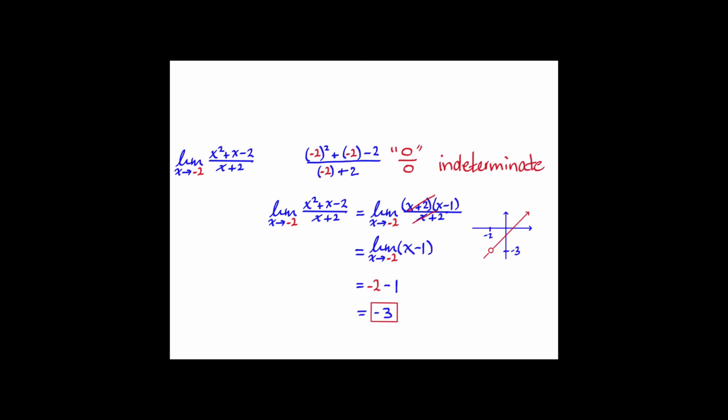In the past, we had functions for which algebra always got rid of the problem. But there aren't always limits where we can use algebra. So for example, let's look at some other indeterminate forms. We're going to have two types. There's the type 0 over 0, which we've just seen. And then there's another type called infinity over infinity.